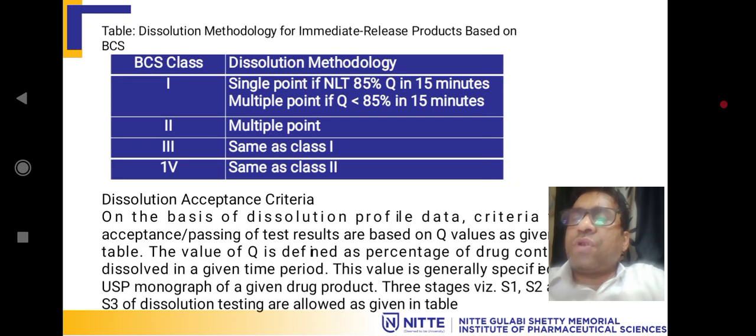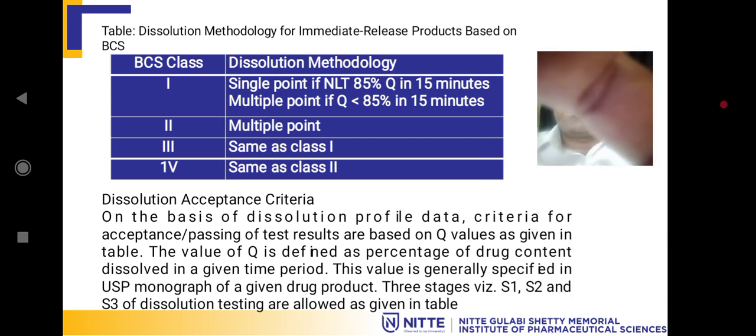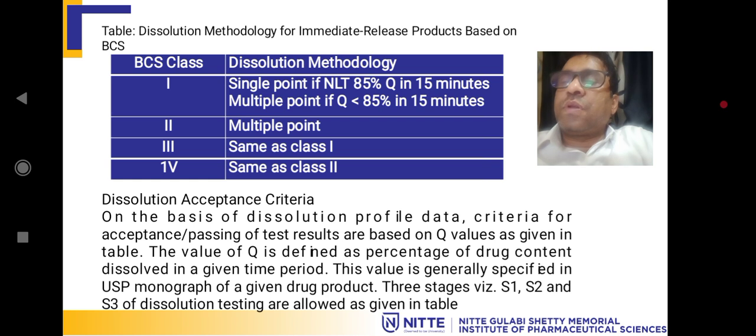Dissolution methodology for immediate release products based on BCS. BCS class 1: single point, NLT 85% Q in 15 minutes. We'll see what Q and NLT are. BCS class 2: multiple point. BCS class 3: same as class 1. BCS class 4: same as class 2.